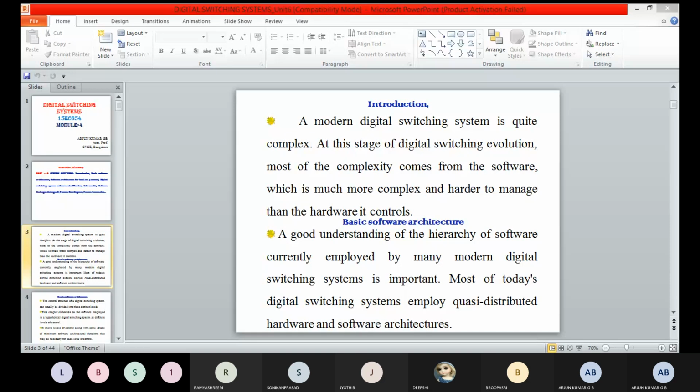Okay, listen here. This is a basic, very important topic. You should know this control technology.